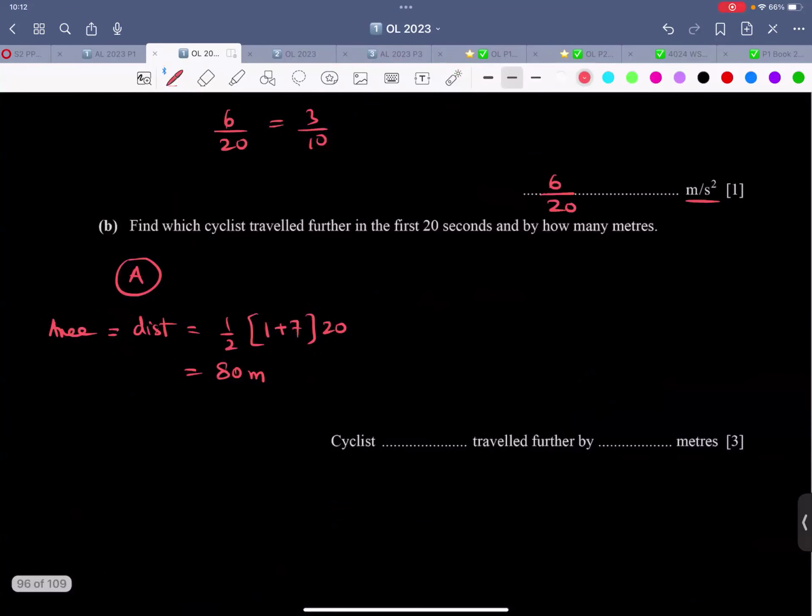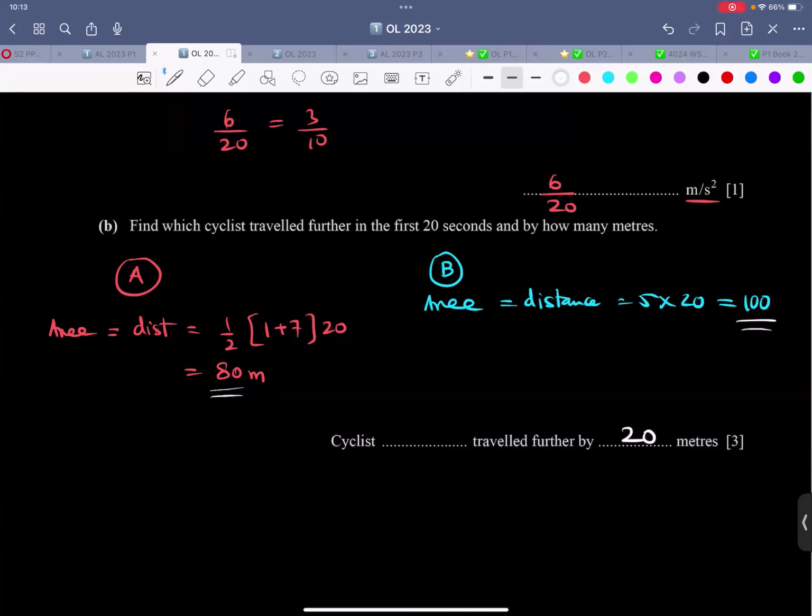So for cyclist B, the area is the distance covered. That is 5 into 20, that is 100. So we have 80, we have 100. What is the difference? The difference is 20 meters. And who travels further? Cyclist B travels further.